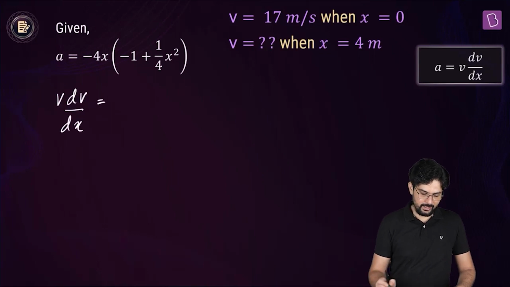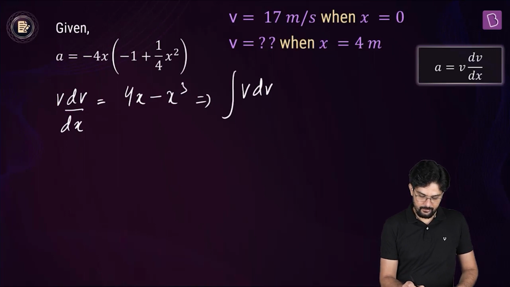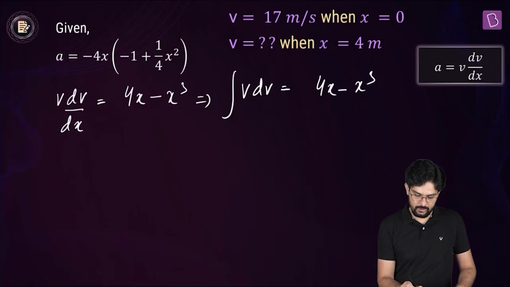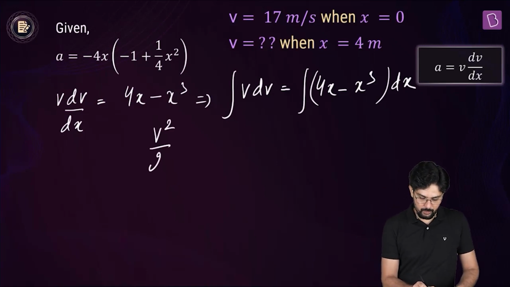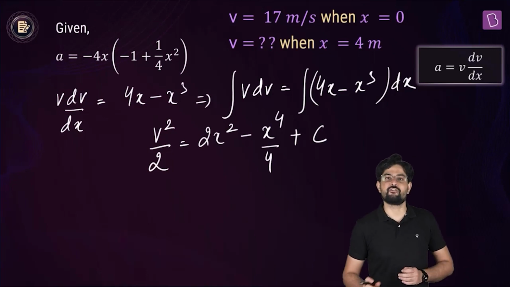And let's open the brackets. On the right hand side, we have 4x minus x cubed. And let's integrate this. V dv, and this is 4x minus x cubed with respect to dx. Right? So on the left hand side, we will have v square by 2. And on the right hand side, we will have 2x square minus x raised to the power 4 by 4. And don't forget about the constant of integration.